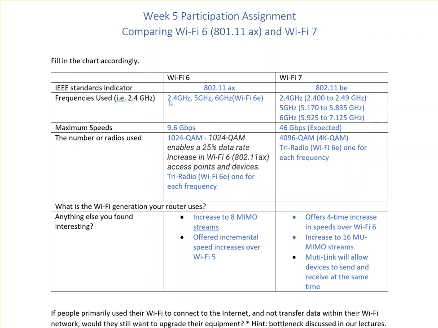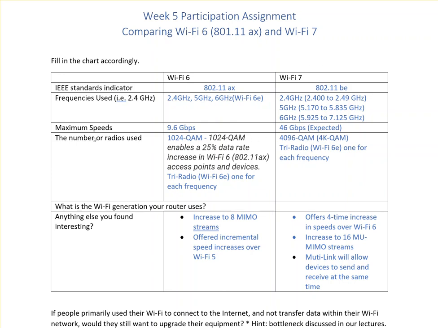However, this will only transfer so much data. This transfers way more, and this would transfer way more, okay? Then we get down to maximum speeds. These are what they are. 9.6 gigabits per second is what they estimate the high speed to be. That's marketing terms. This is the expected speed. This is actually what you should expect to get if you have Wi-Fi 7, okay?